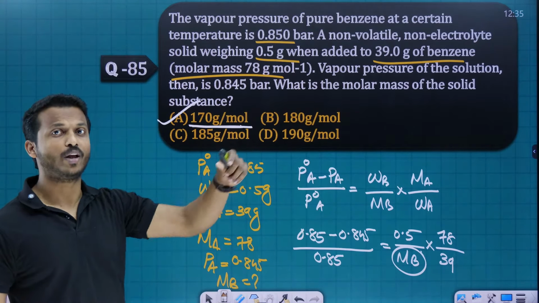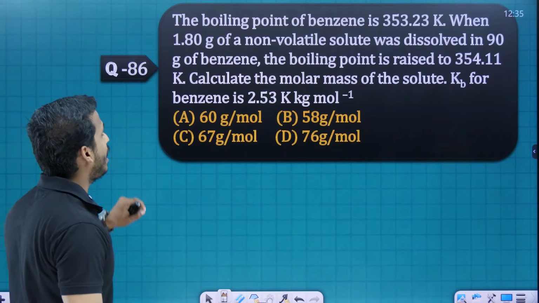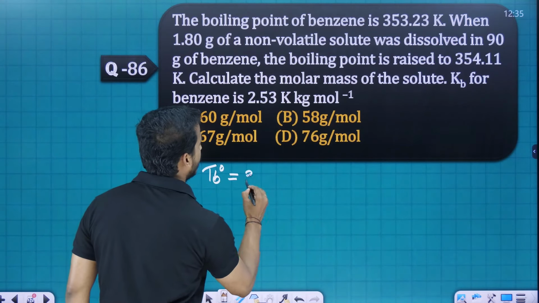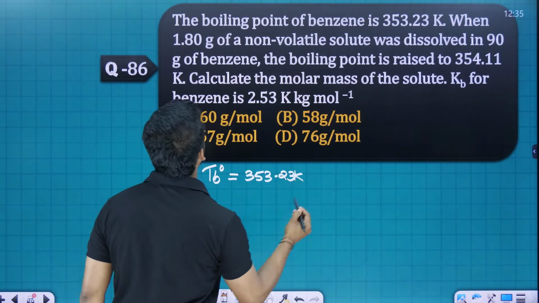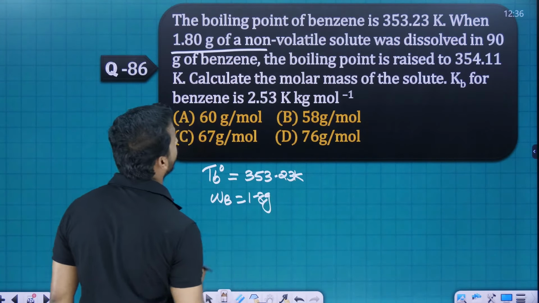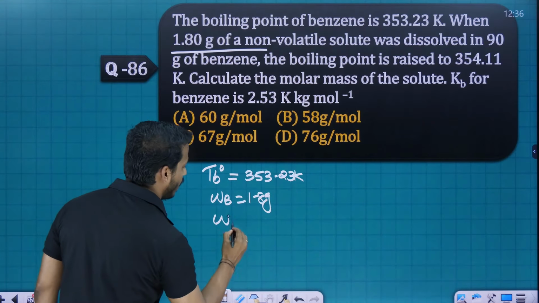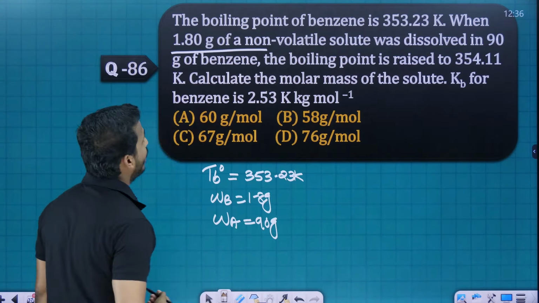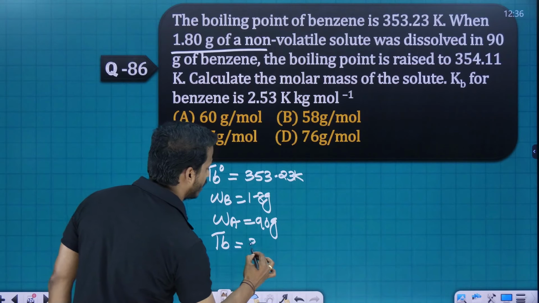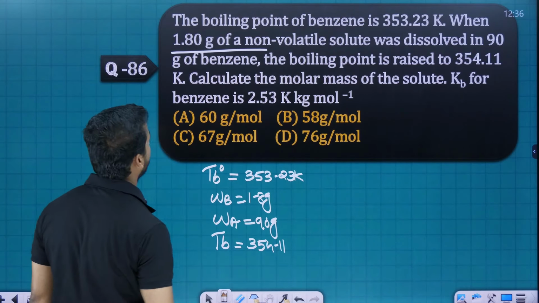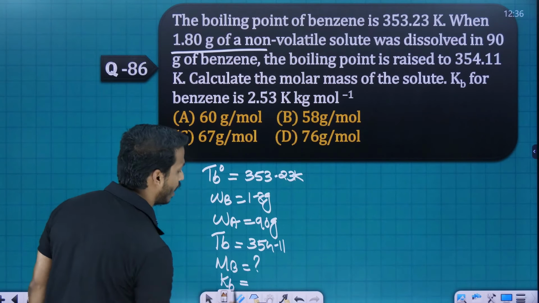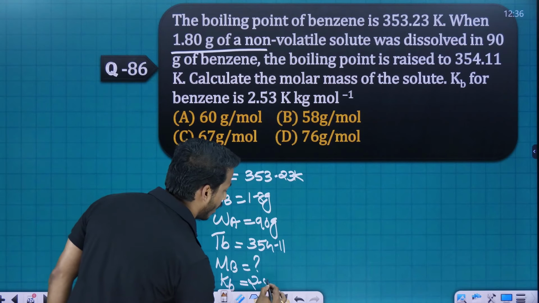Topic is relative lowering of vapor pressure. Next one, the boiling point of benzene as a pure solvent, so TB naught is given 353.23 Kelvin. When 1.8 grams of solute, so weight of solute is given 1.8 gram, was dissolved in 90 grams of benzene, so weight of solvent is 90 gram. The boiling point is raised to, so TB, boiling point of the solution, is 354.11 Kelvin. Calculate the molar mass of the solute. Again, we need to calculate MB here. KB, molal elevation constant, is already given 2.53.